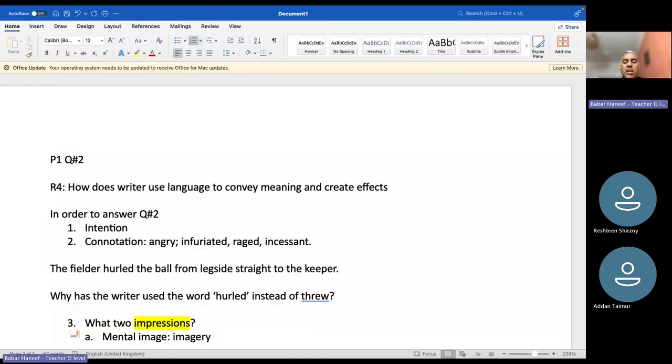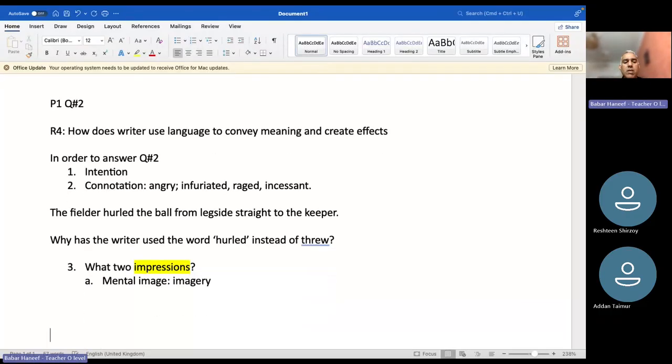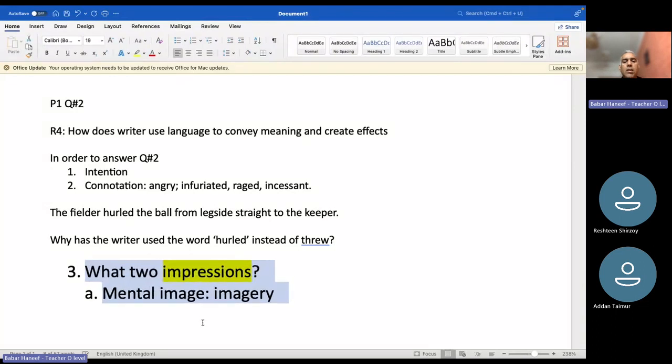I'm just going to make it a little bigger. I hope my screen is visible to everyone. Is it so? Noor, I hope you can see my screen.